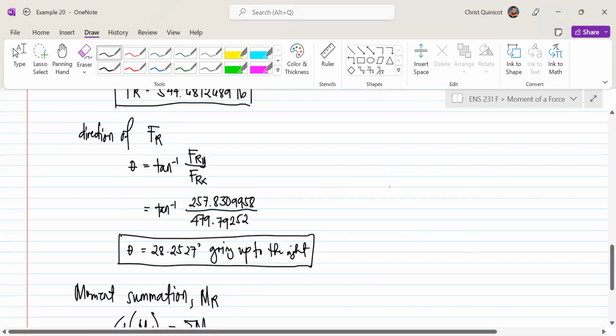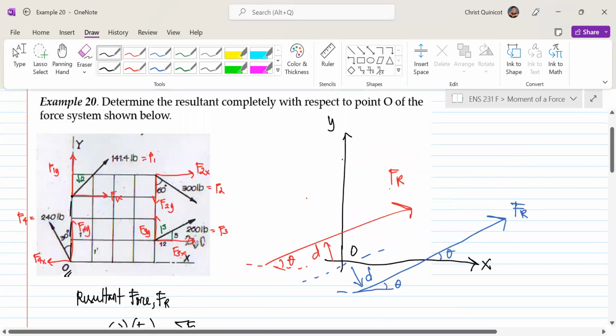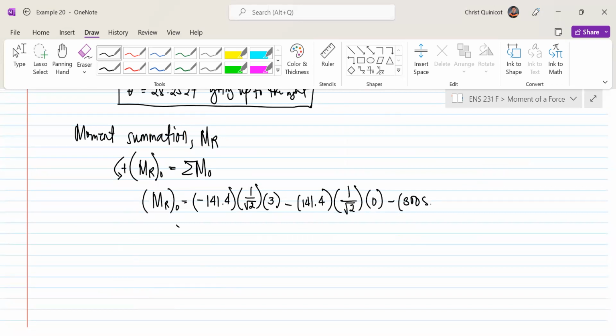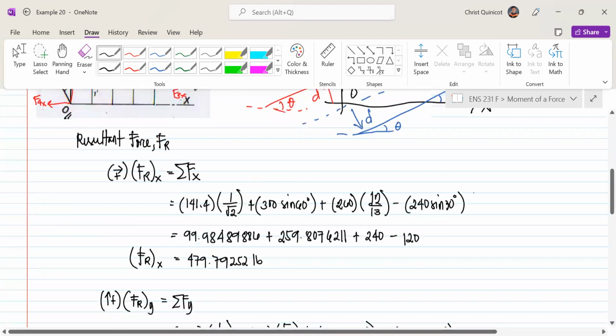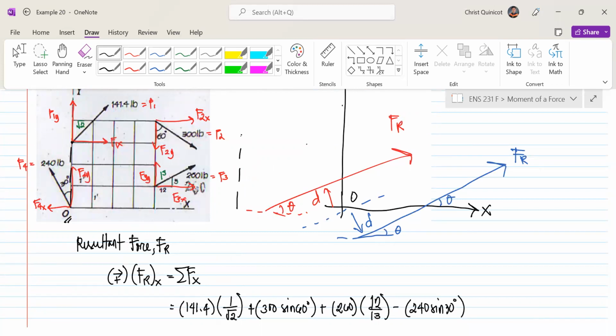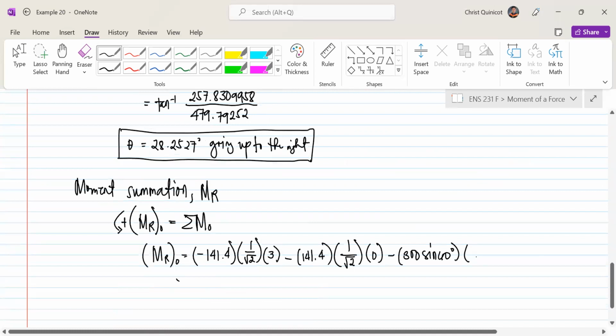So we have, and it follows a clockwise moment. Minus 300 sine 60 times its perpendicular distance. So that is from point O, 1, 2, 3, 4, times 4 feet, of course.